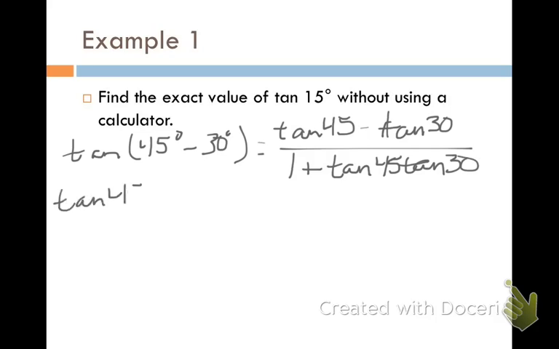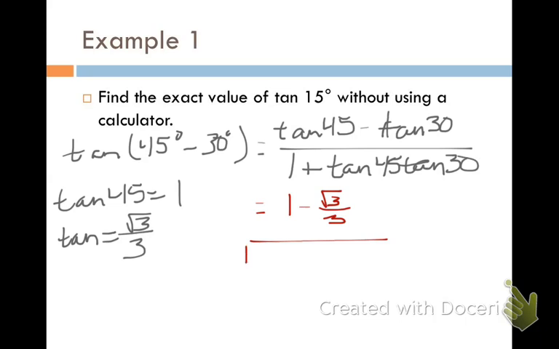Tangent of 45 is equal to 1. Tangent of 30 degrees is equal to root 3 over 3. So evaluating the identity, we get 1 minus root 3 over 3 all over 1 plus 1 times root 3 over 3. We need to now get common denominators in both the numerator and denominator of our big fraction.